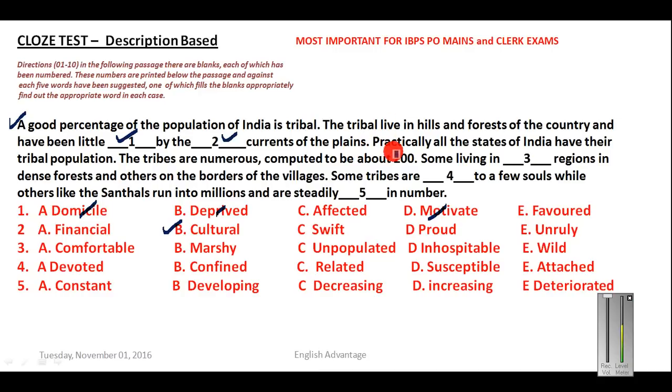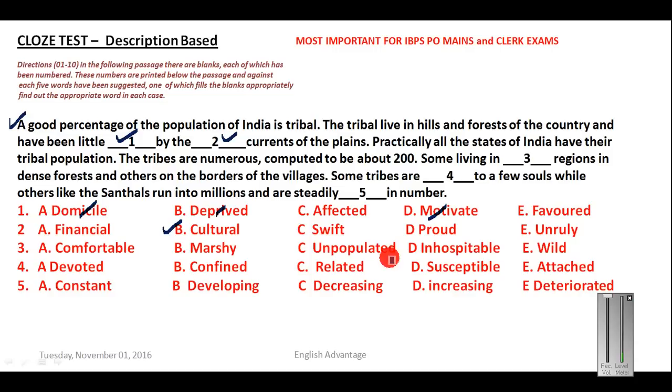Now practically all the states of India have their tribal population. This is quite true. The tribes are numerous. Numerous means there are many kinds of tribes in India. Okay, computed to be about 200. This is the number. Okay, so 200 different types of tribes are there in India. Some living in regions. Okay, now what kind of region they are living in, that could be your answer. Now let us see the options available in question number 3. Comfortable, marshy, unpopulated, inhospitable and wild.